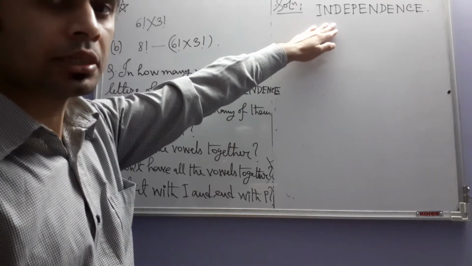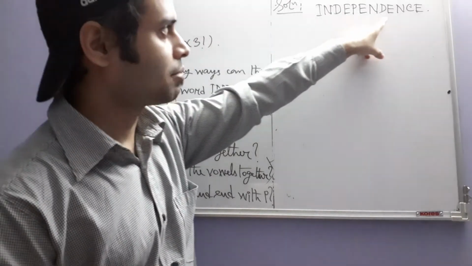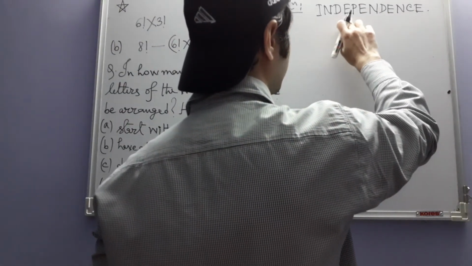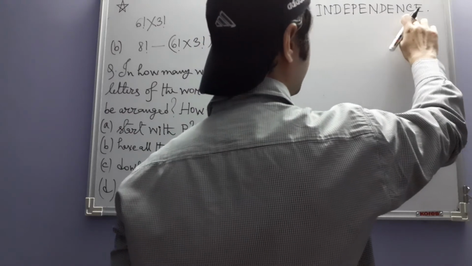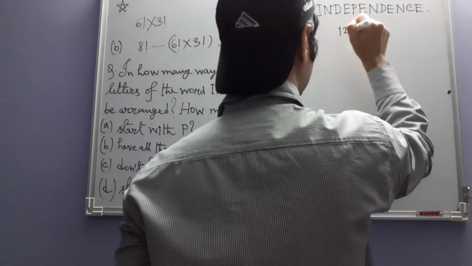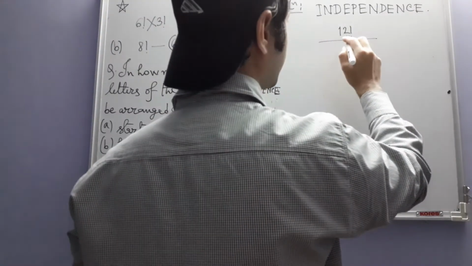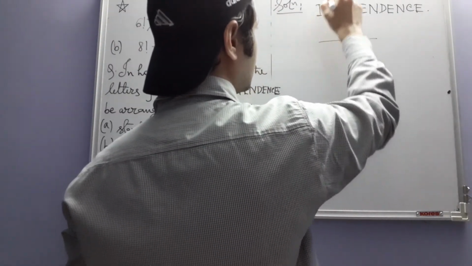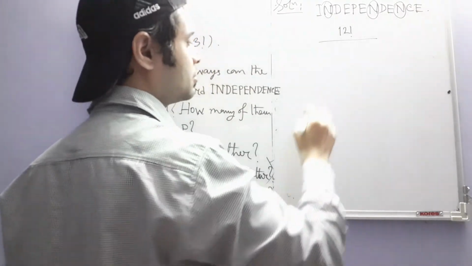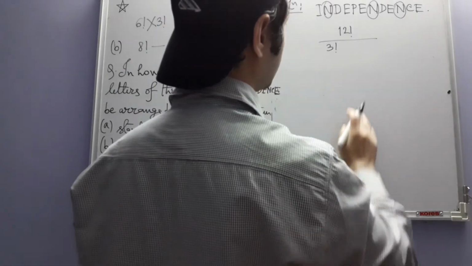Here, this is the situation of the example with which we started this video. Some of the letters are repeated. So first, let us count the number of letters: 1, 2, 3, 4, 5, 6, 7, 8, 9, 10, 11, 12. In total, there are 12 letters, so 12 factorial. Then we take care of the repetitions. I appears only once, N appears 3 times, so 3 factorial.